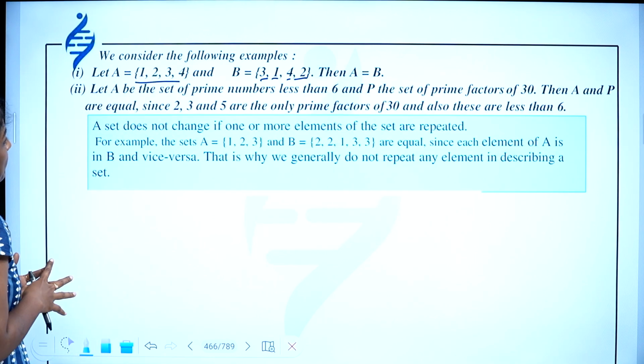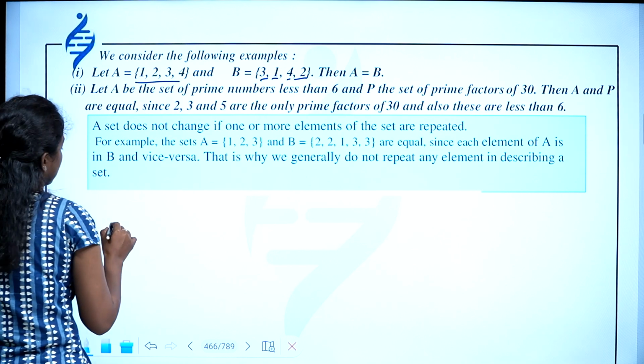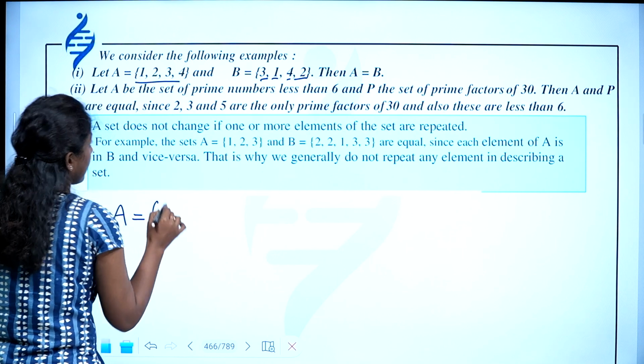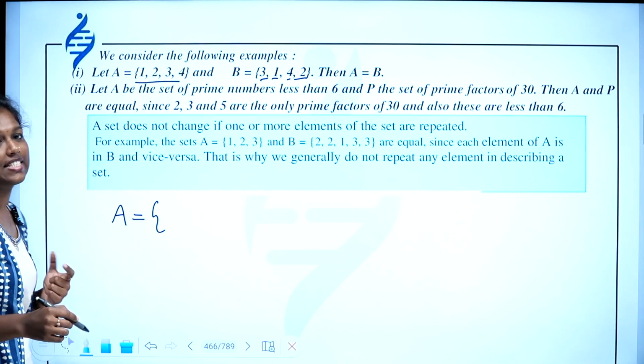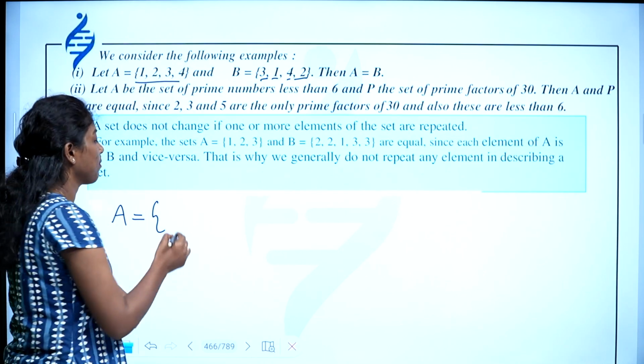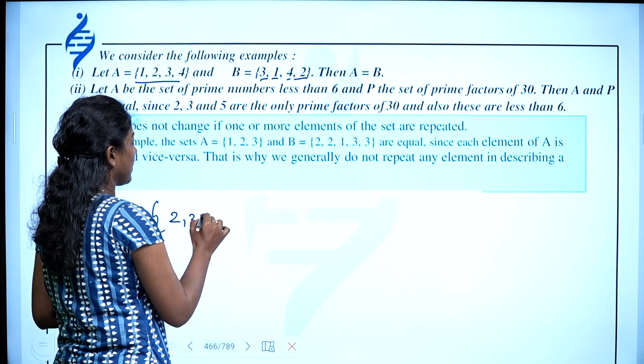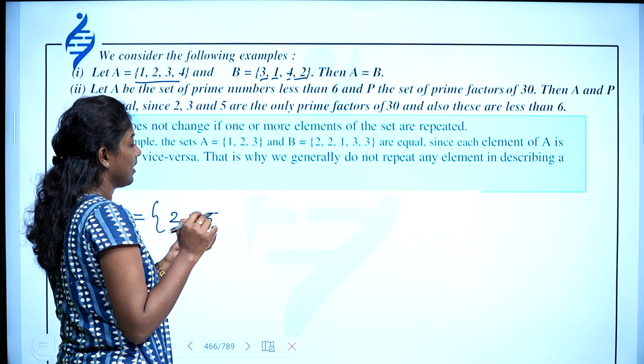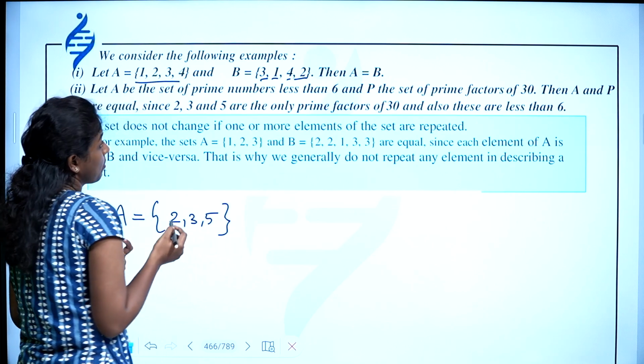Let A be the set of prime numbers less than 6 and P be the set of prime factors of 30. Okay. So, A is the set of prime numbers less than 6. So, which are the prime numbers less than 6? 2, 3, 5. Less than 6 means 6 will not be included.